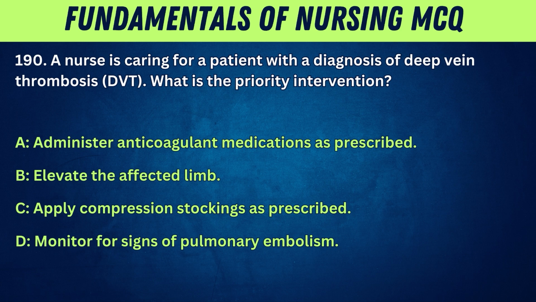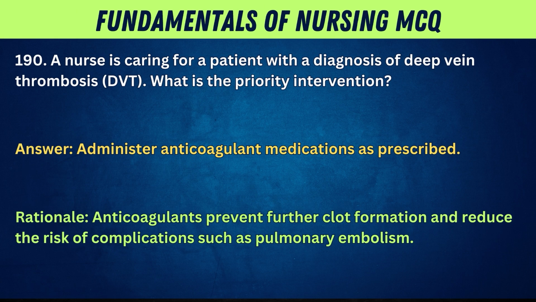Administer anticoagulant medications as prescribed. B. Elevate the affected limb. C. Apply compression stockings as prescribed. D. Monitor for signs of pulmonary embolism. Answer. Administer anticoagulant medications as prescribed. Rationale. Anticoagulants prevent further clot formation and reduce the risk of complications, such as pulmonary embolism.